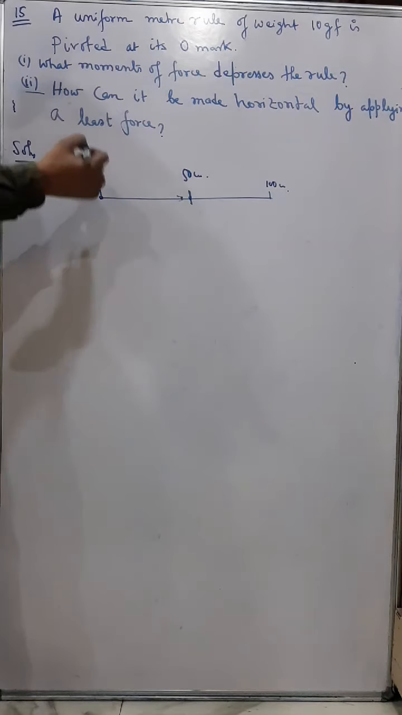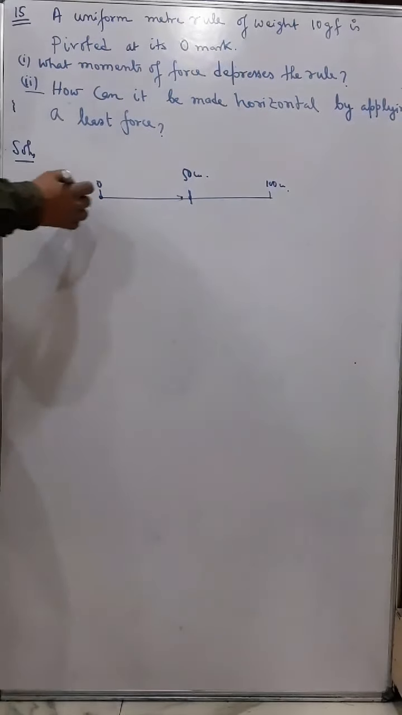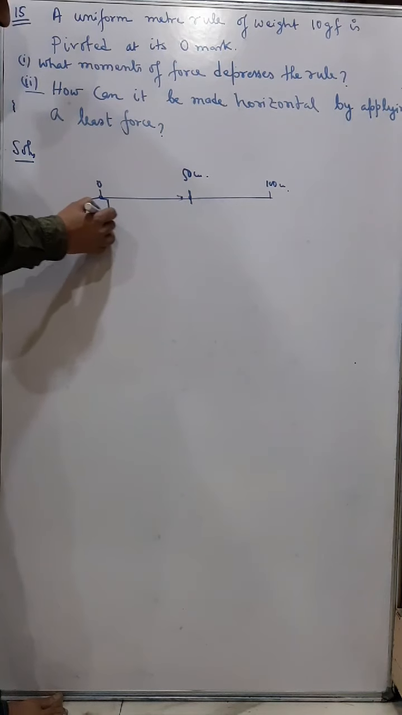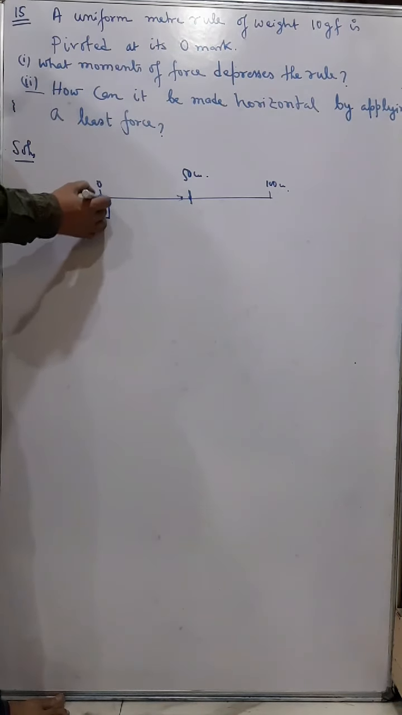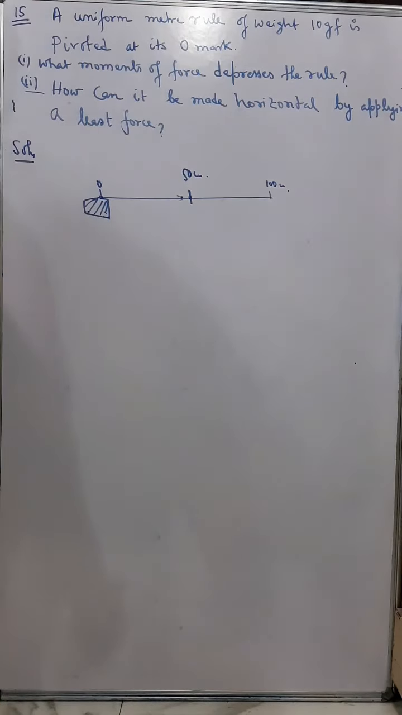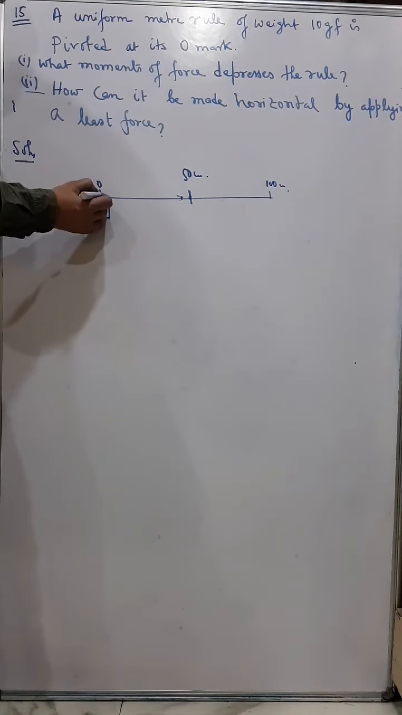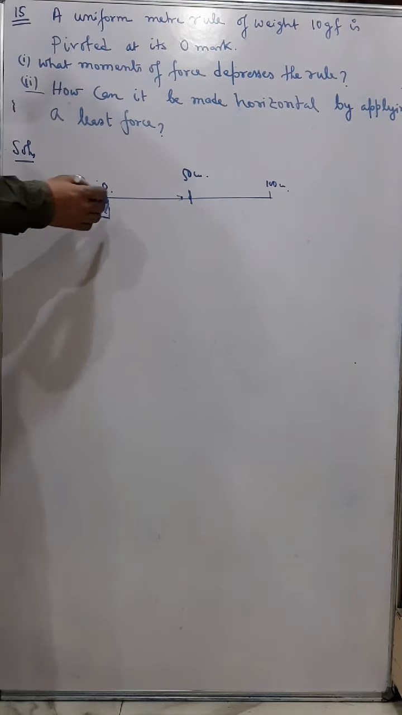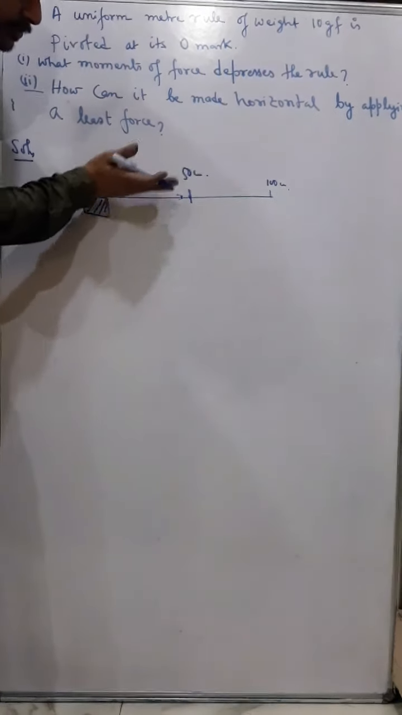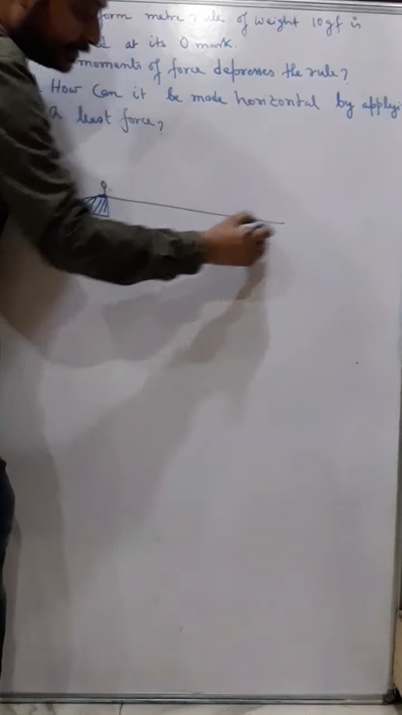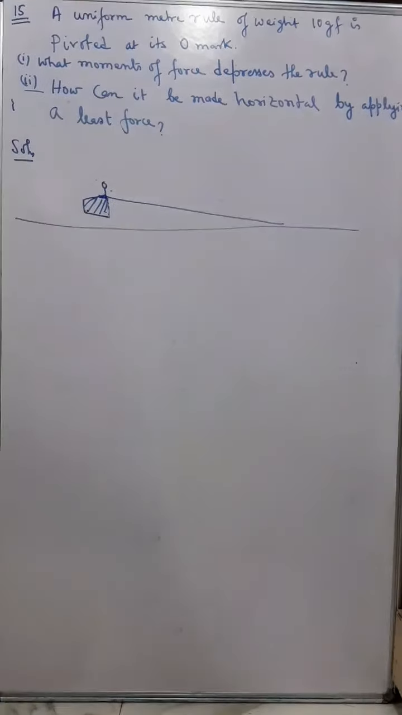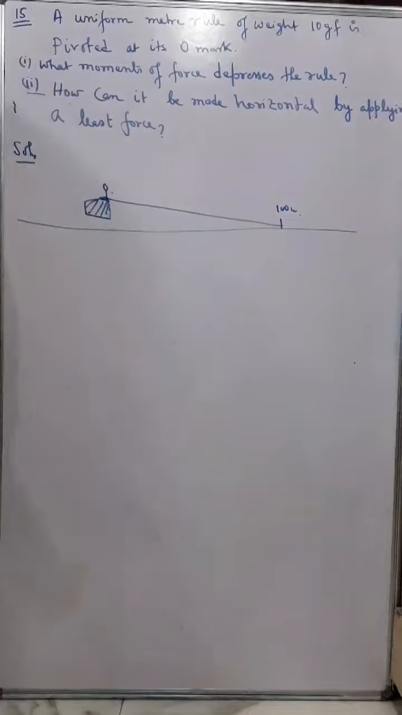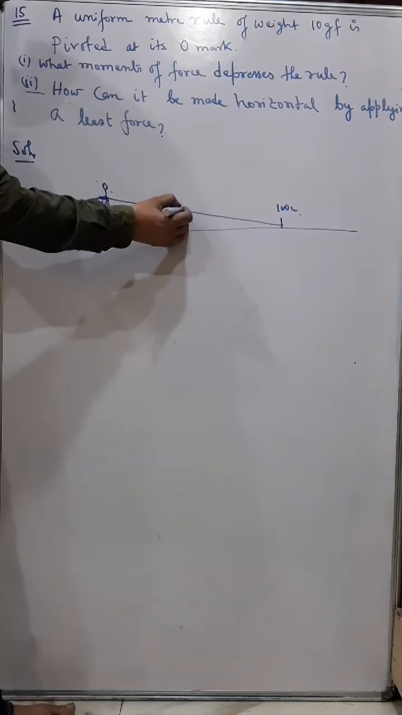It is pivoted to say a platform, to a wooden block like this. So now if it is pivoted here at this 0 mark, then what will happen, this rule will depress in this way, right? This is the ground, and this is the 100 centimeter mark. And why is it depressing?